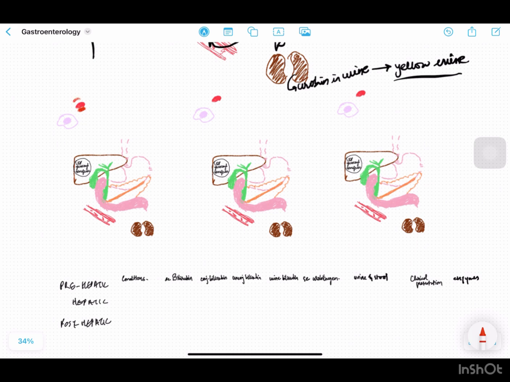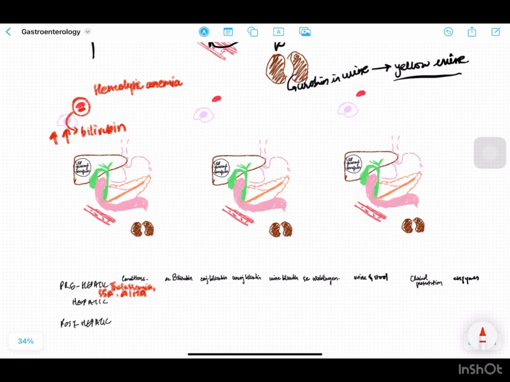But what if there's an increase in the number of these RBCs? What if there is so much RBC breakdown happening, an increased amount of bilirubin right here? Now, in what conditions can this sort of RBC breakdown happen? It could be a hemolytic anemia, right? Now, hemolytic anemia could be something like thalassemia, sickle cell anemia, autoimmune hemolytic anemia.